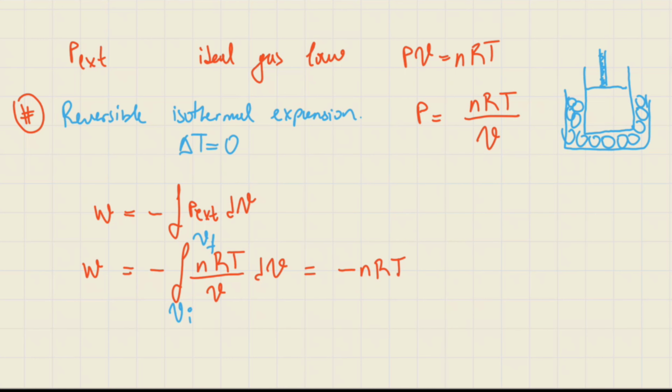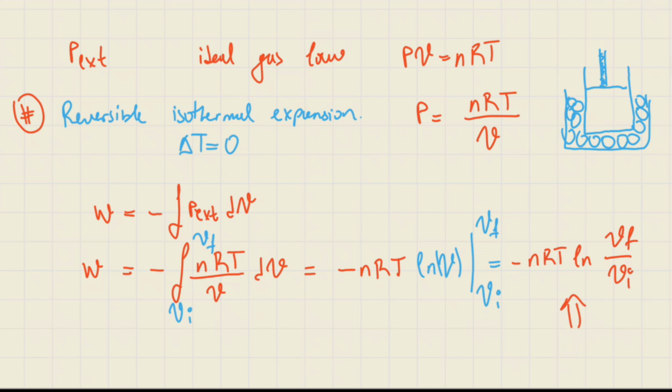The integral of 1 over V is ln V, from V initial to V final. Ln is the natural logarithm, and this should be equal to minus nRT times ln of V final over V initial. And this is useful for the reversible isothermal expansion case.